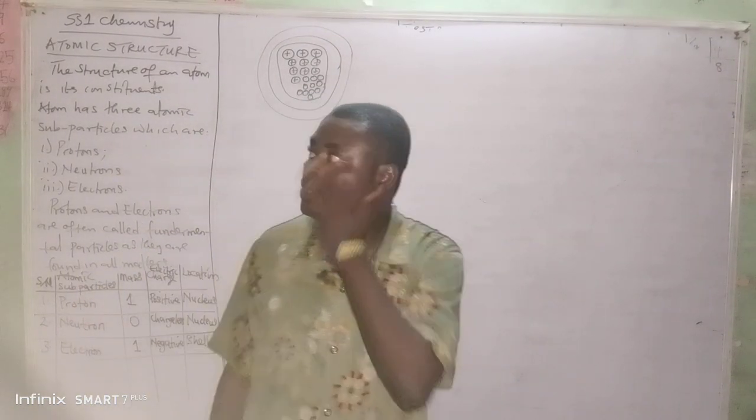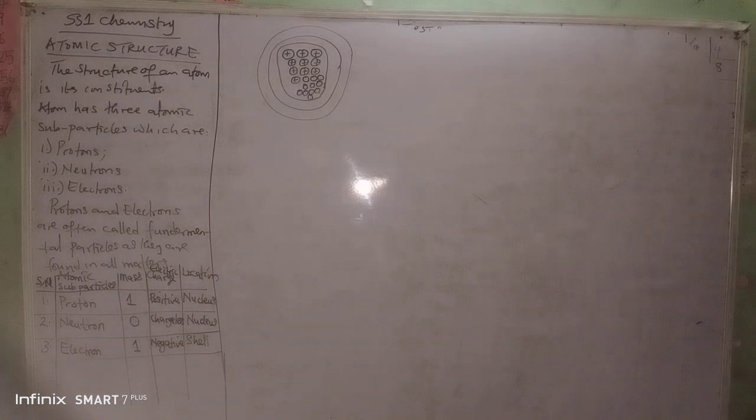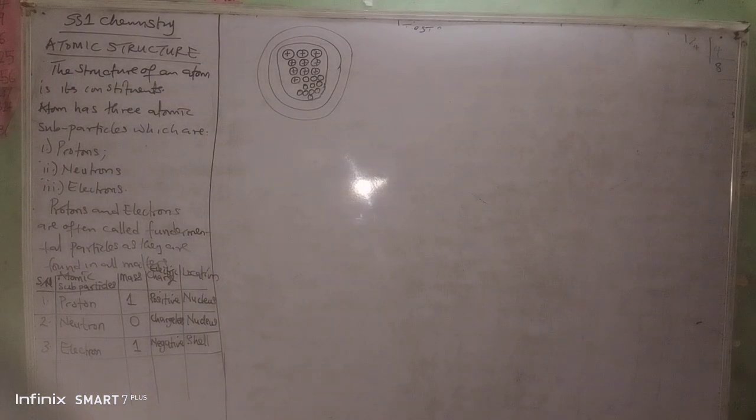So we are continuing from the atomic structure. So here, what do we mean by atomic structure? We are talking about the things that come together to form an atom. The constituents of an atom is what collectively is called the atomic structure.